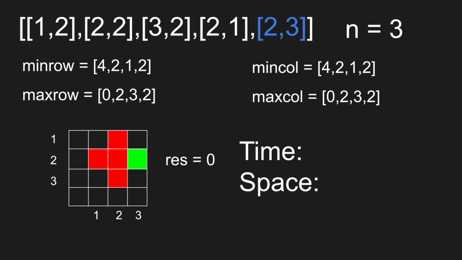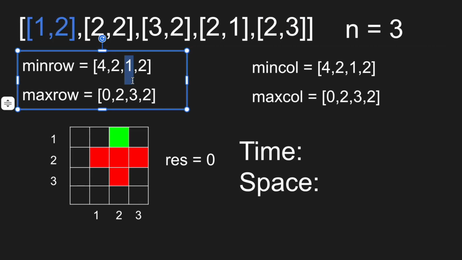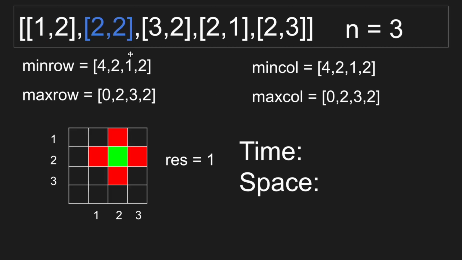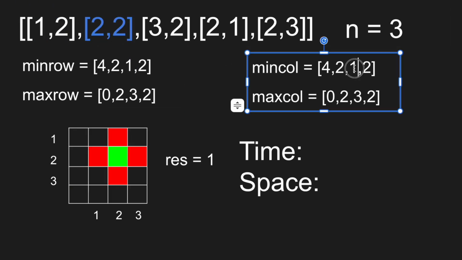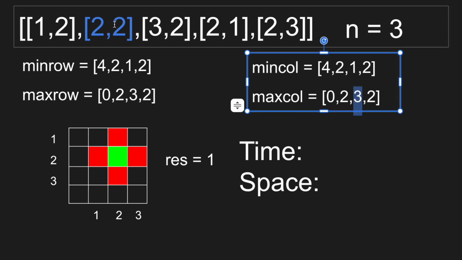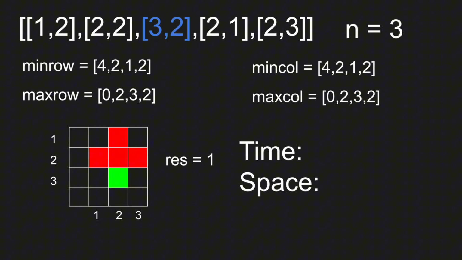Now we will iterate again and see if they fall within constraints. If we look at 1, 2, the minimum row at column 2 is 1 and they are equal. So this one is not surrounded, or in other words covered. So move on to the next one. 2, 2 is covered because 1 is smaller than 2, 1 is smaller than 2, 3 is larger, it has a larger row, it also has a larger column than 2, so it is surrounded, so we can increment result by 1. Move on to the next one.